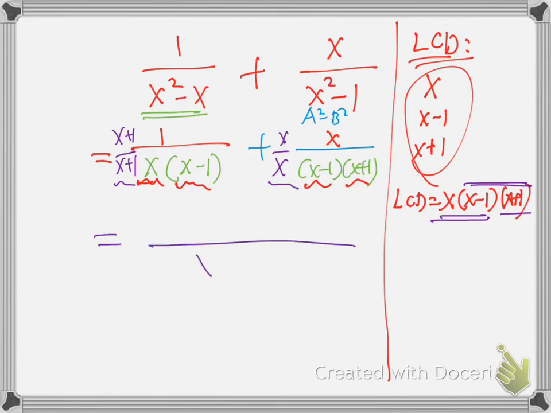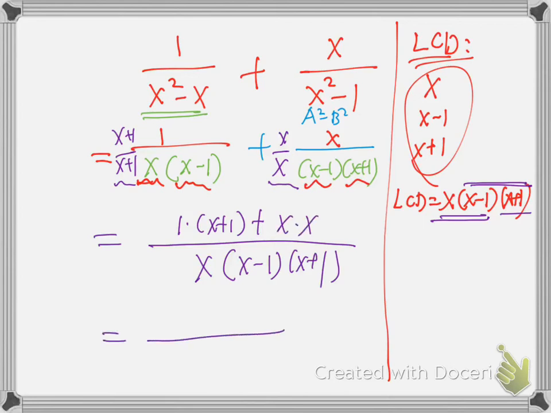So now we have the common denominator, x times x minus 1 times x plus 1. In the numerators, we have 1 times x plus 1 plus x times x. So now simplify the numerators. This is x, this is 1, so x squared plus x plus 1. So this is another example.